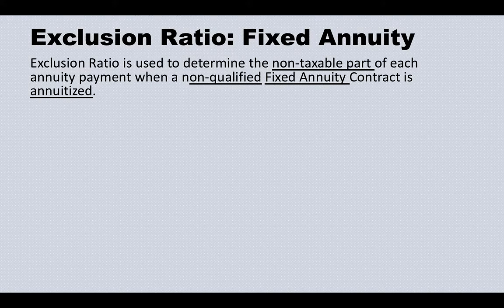Then you have to know that you have to take periodic payments, that is, annuitized periodic payments. If you take a lump sum, or non-periodic payments, basically a small lump sum here, a small lump sum there, that is not periodic payment. In that situation, they are taxed differently as well. So just keep in mind, this only applies to a non-qualified fixed annuity that is annuitized, which means periodic payment.